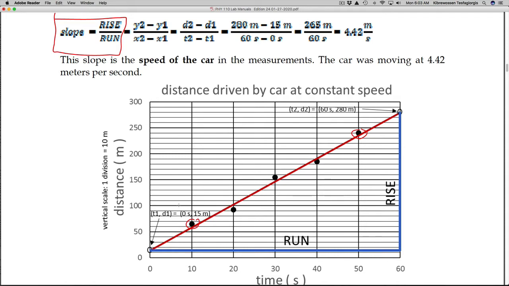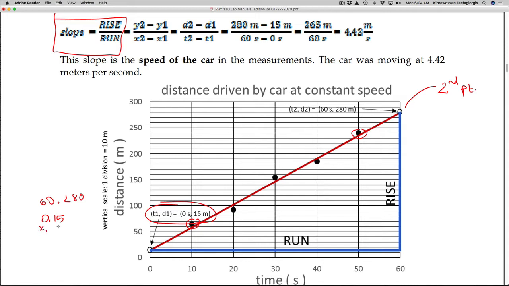As you can see in this particular example, you have 2 points, that is 0,15. That's one of your points, and then you pick another point. In this particular case, this is the last point, this is your second point, right? So you pick your second point, and your second point is 60,280.